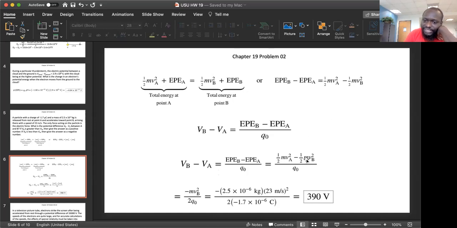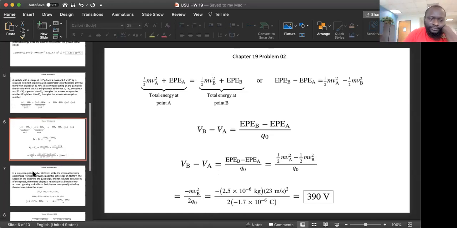Then I have minus half mVB squared over Q naught as my potential difference. So I just do that here with a negative sign, and then I solve. But I know Q is also negative, so the two negatives will cancel, and then I have a positive potential difference right there. So you expect the potential at B to be higher than at A, so the difference will be positive, for sure.